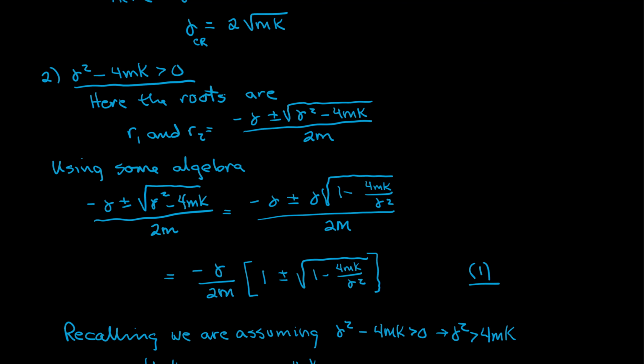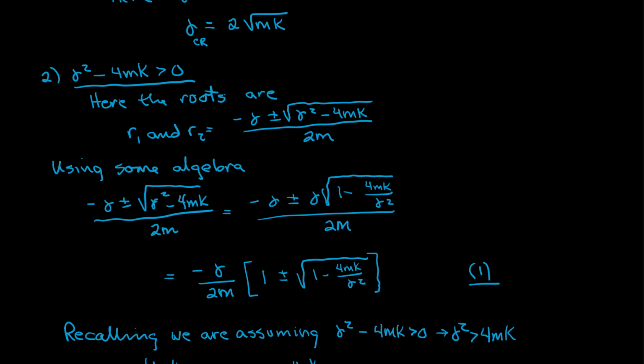When we factor out the gamma squared from this first term, it's going to leave us with a 1. Now, to factor gamma squared out of the 4mk, it's going to leave us with 4mk over gamma squared. Nevertheless, we have factored gamma out of that discriminant.